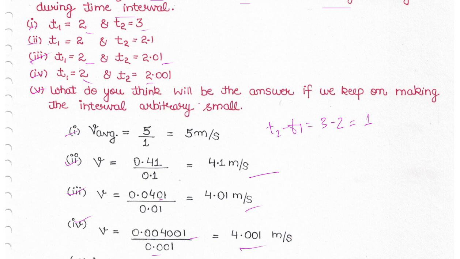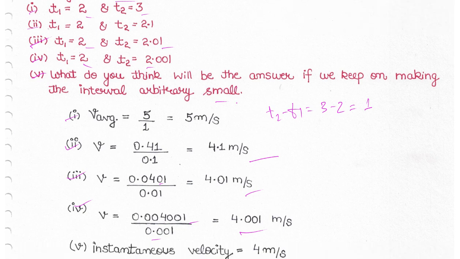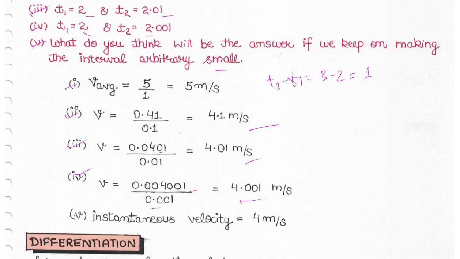Now what do you think will be the answer if we keep on making the interval arbitrarily small? So it will go like instantaneous velocity is equal to 4 meter per second.